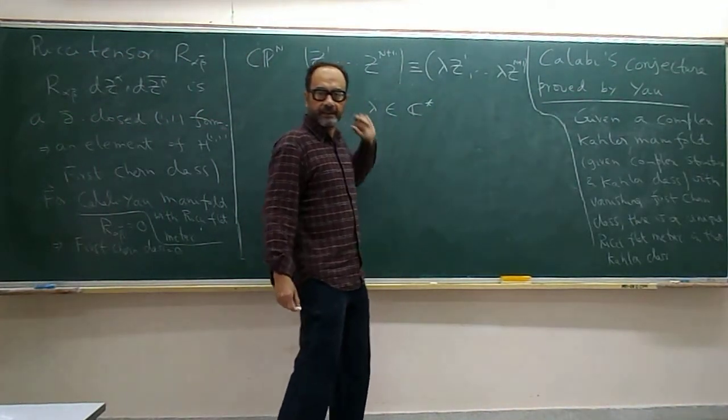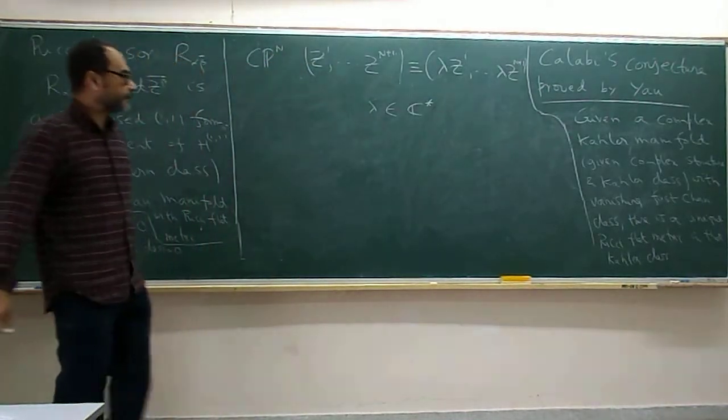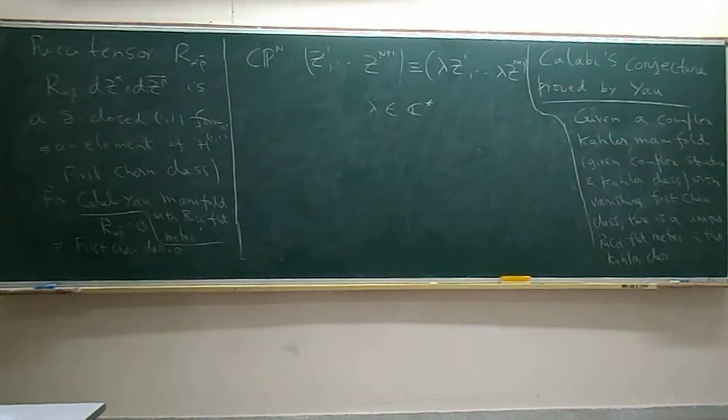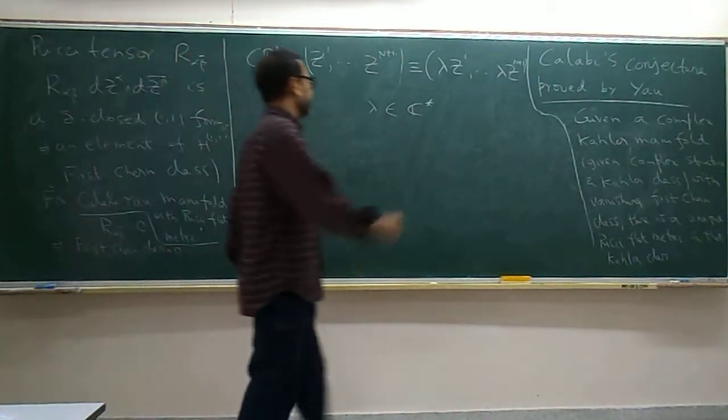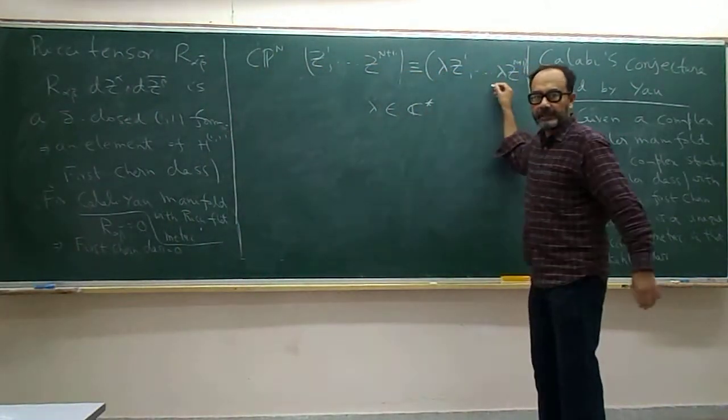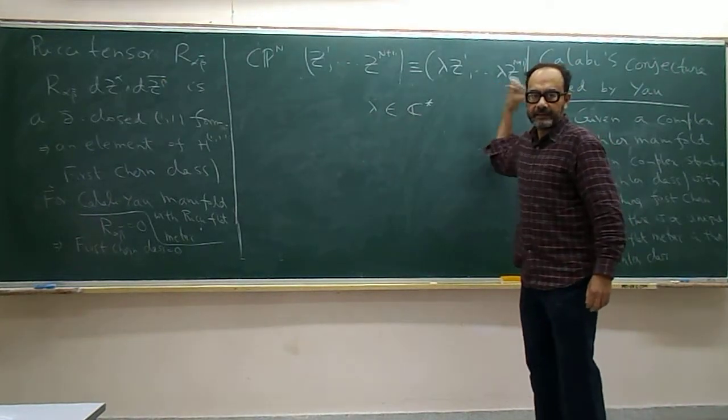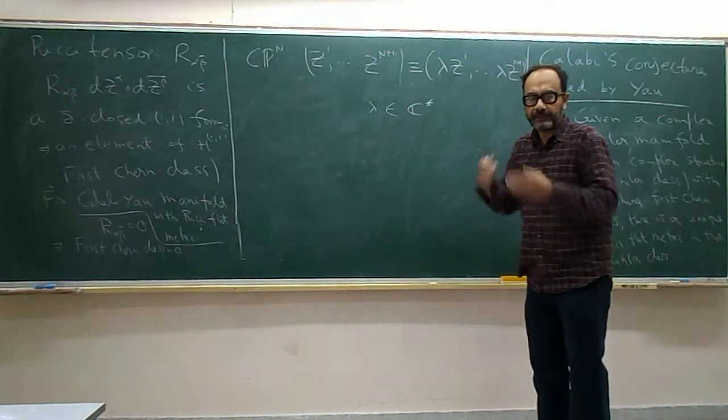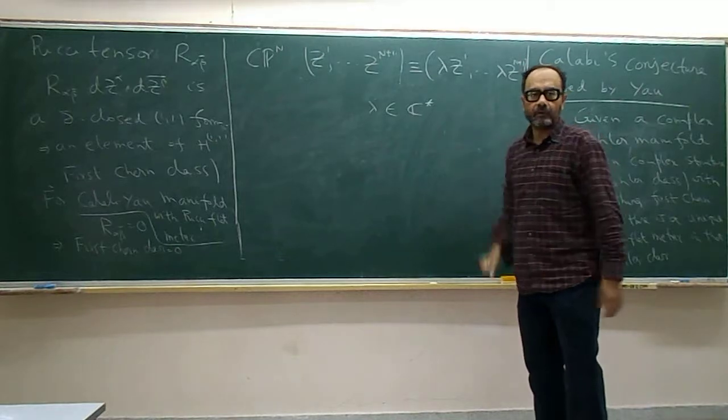It's a compact space. Like real projective space can be thought of as the set of all the straight lines passing through the origin, excluding the origin. So this is like complex lines. Lambda is the multiplication here by some arbitrary complex number. So we identify points which are related by overall scaling.